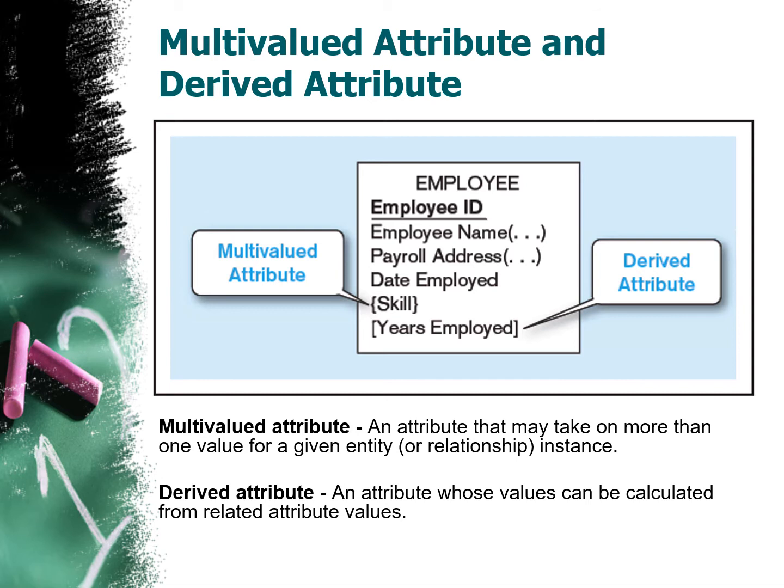Then you also have the derived attribute. The derived attribute is something that is computed, of course. In the example here, we have years employed, and it should be based on what? The computation for years employed will be based on the day you were employed.